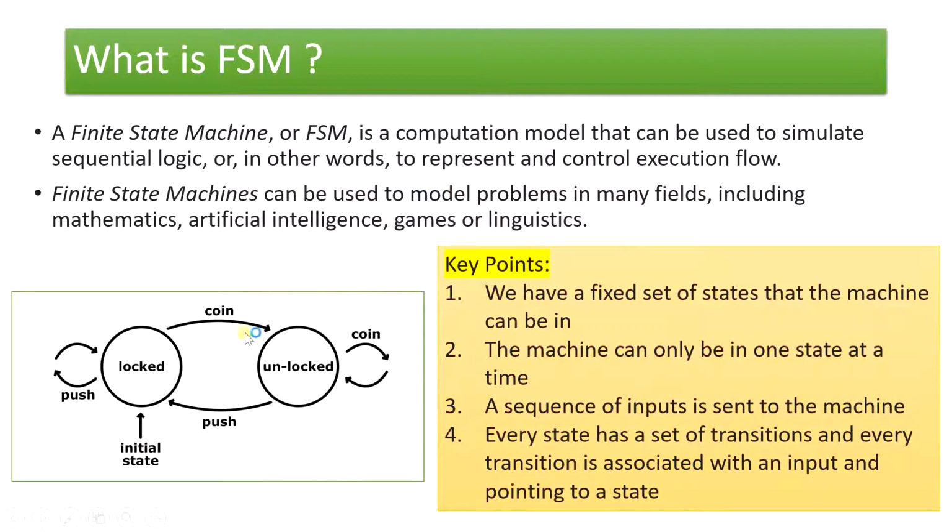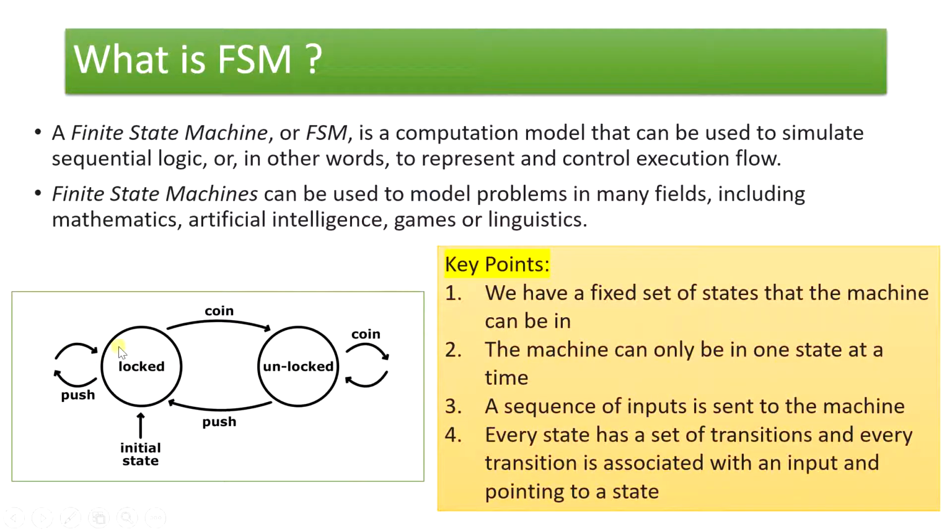The main important thing that you need to remember in the finite state machine is that you will have a fixed set of states that the machine can be in. So if this is a finite state machine, the two states that are present here are locked and unlocked, and the machine can be in one state at a time. So you can see I have explained that either you will be in the locked state or you will be in the unlocked state. The sequence of inputs is sent to the machine.